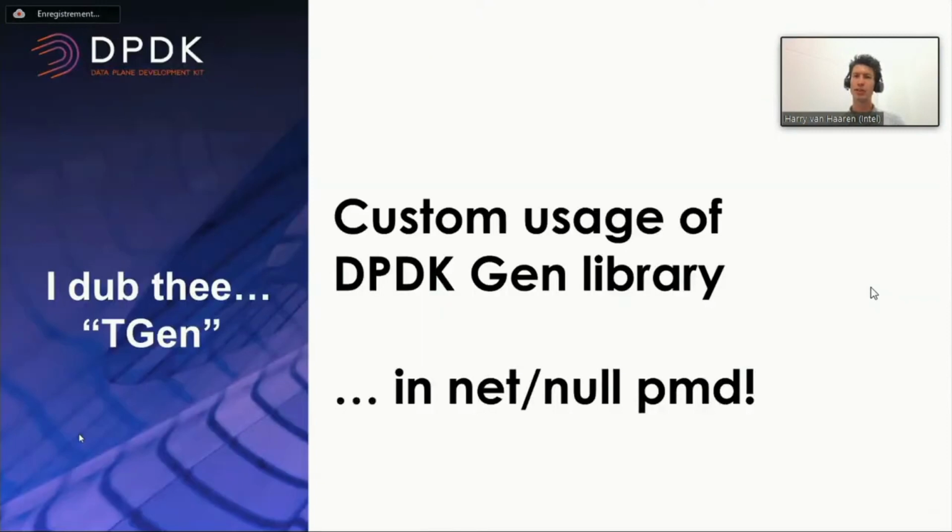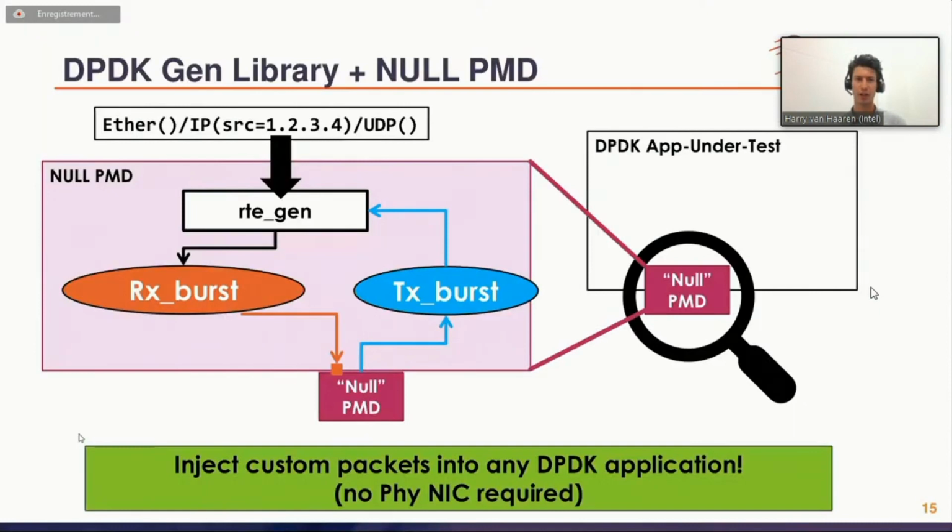So let's look at where we could use a library like this. For example, the net null PMD. Many people are probably familiar with it. You call rx burst, you get a bunch of zeroed mbufs of 64 byte length, I think, by default. Well, if we build the gen library into null PMD, then by passing in a string like the ones before, we now receive useful packet contents with different lengths, with varying IPs. Any of the modifying concepts in the string can be applied, and we can inject them into any existing DPDK application without the need for a traffic generator.